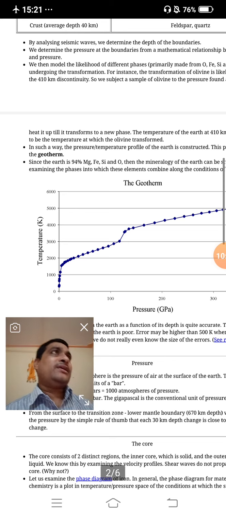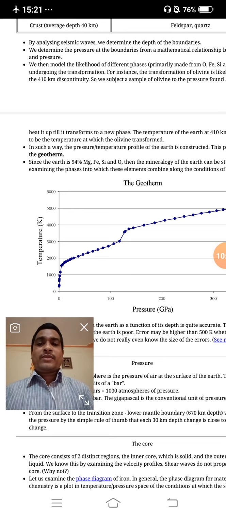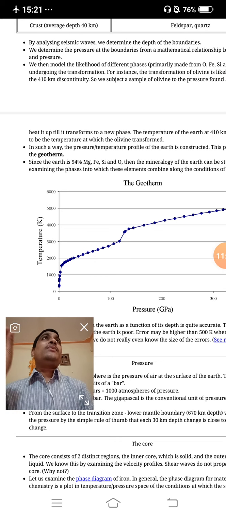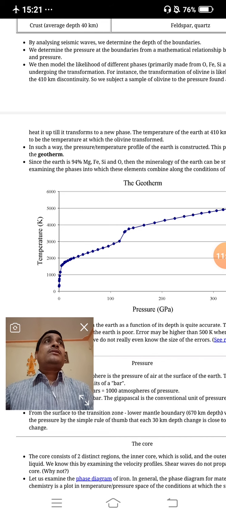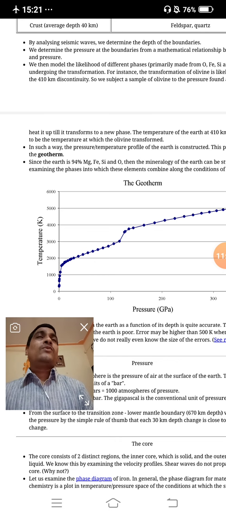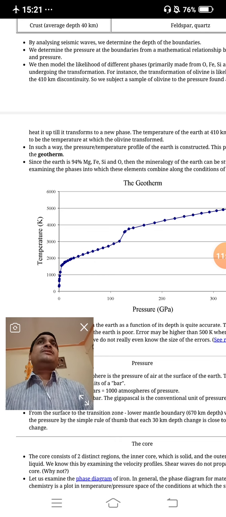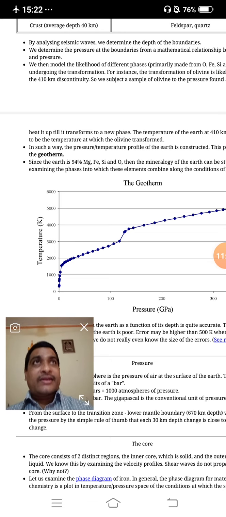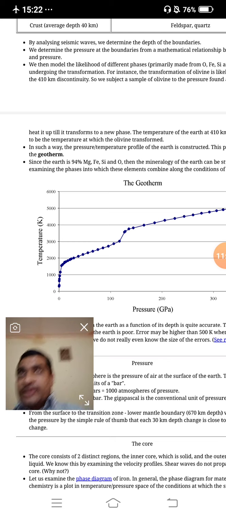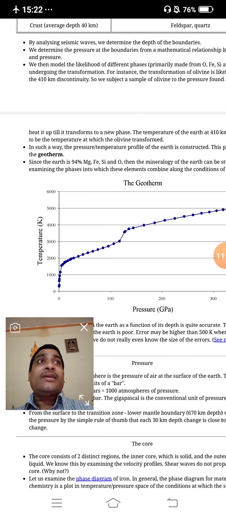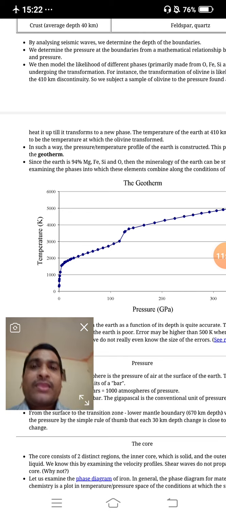The geothermal gradient. We already discussed that the density of the earth material increases with the depth of the earth. The crustal material is less dense than the mantle, and the mantle material is less dense than the core. The density of the core material is more than the mantle and crust. I have already shown the diagram of how velocity and density of the earth increase with depth. Okay, now we go ahead.